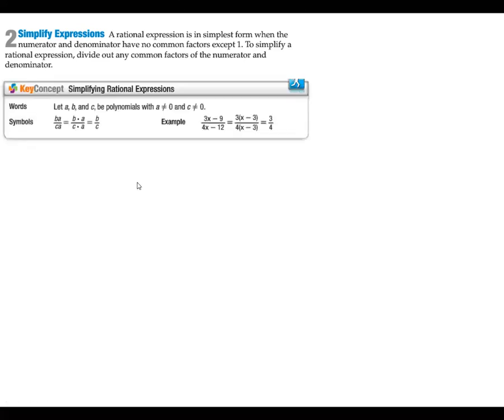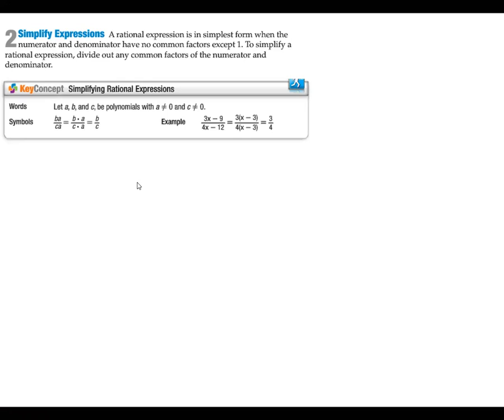All right, guys. Video number 2, simplify expressions. So a rational expression is in simplest form when the numerator and denominator have no common factors except one. To simplify a rational expression, divide out any common factors of the numerator and denominator.